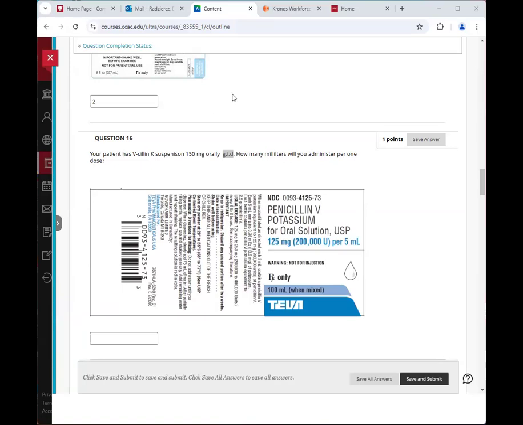All right. So the label here can be a little bit confusing because it says 125 milligrams and then 200,000 units. Just ignore the 200,000 units. The only reason you would need to know the units is if that order was in units, okay? Your order's in milligrams, your available is in milligrams per 5 ml. So all I'm going to do is take my 150, divide it by 125. I'm going to get 1.2, and I'm going to multiply that number by 5. I get an answer again of 6 milliliters. We just had that answer a couple times.